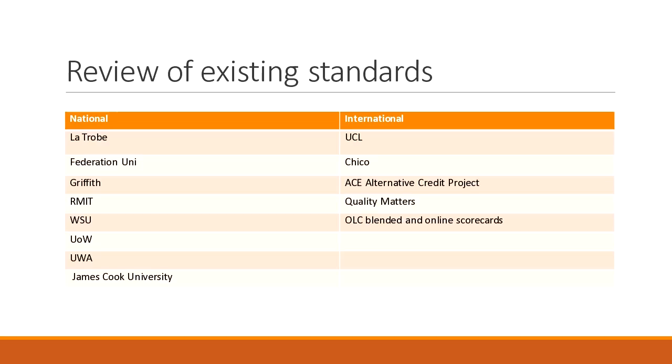In terms of the review that a few of us here in our team have had a look at, we went through and found online there are a number of standards and policies out there. So this review is just really some key findings and things that we found. It encompassed La Trobe, Federation Uni, Griffith, RMIT, Western Sydney, which Lynnae demonstrated prior, Wollongong, UWA, James Cook, and then a few international. So part of what I'll do is talk a little bit about Quality Matters as well, just because I did some training recently through the rubric.